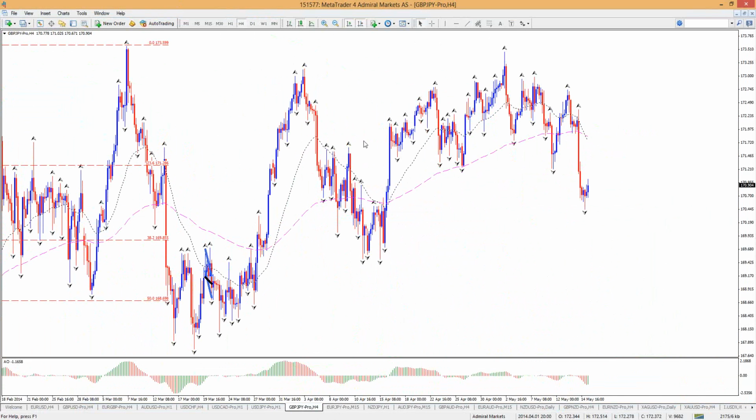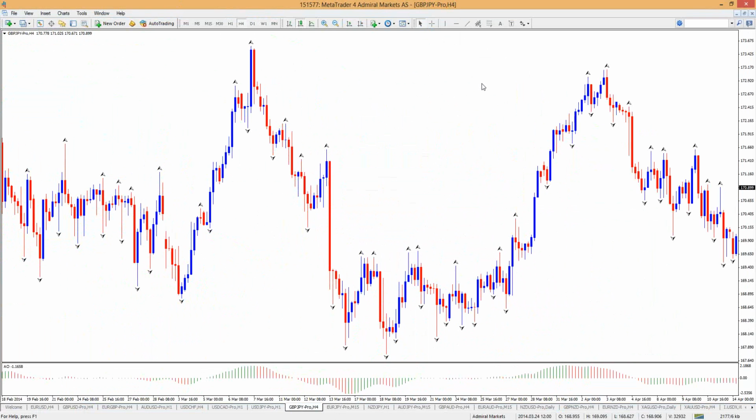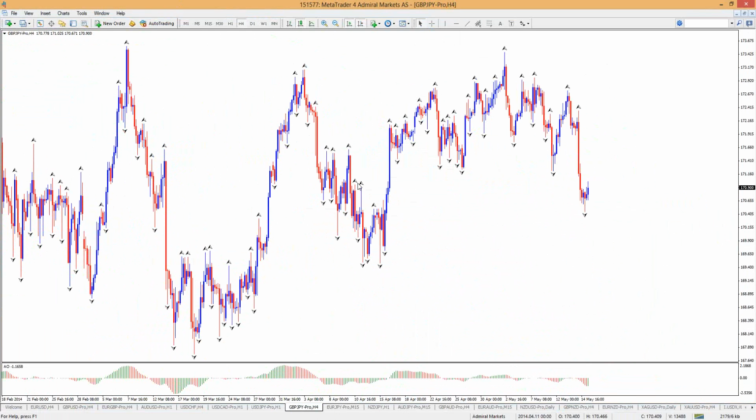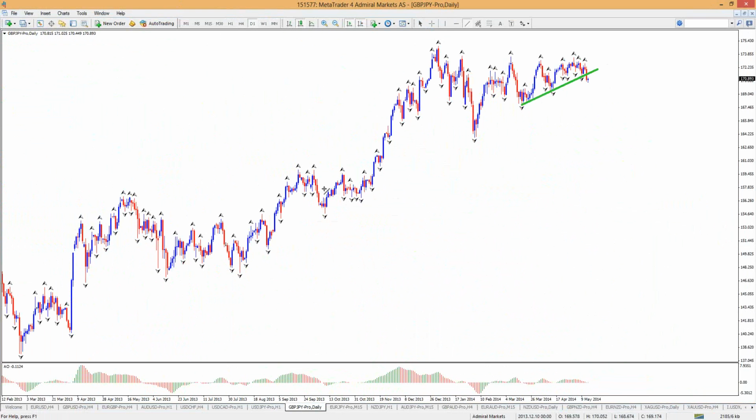Pound yen. Broke through this trend line here. It's a smaller trend line, an inner trend line. We have a bigger trend line still connecting these bottoms, for instance, although maybe this one is better. There are various trend lines that are still intact and still indicating support, just like the pound dollar. The pound yen is the same in that regard.